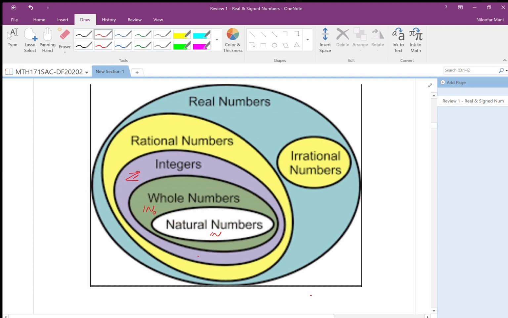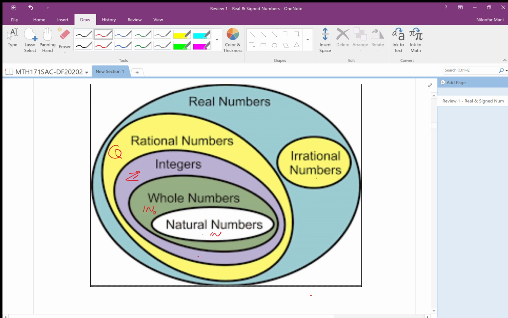All of them are rational numbers, because I can write them as fractions. I can write 1 as 1 over 1. I can write 2 as 2 over 1. I can write 3 as 3 over 1. So they are all rational numbers.